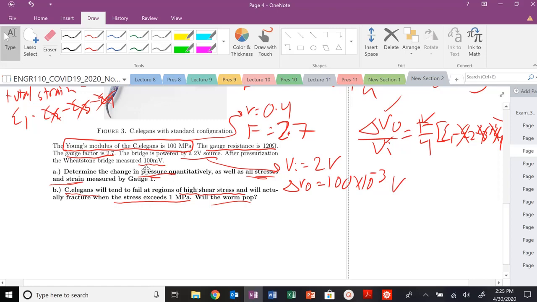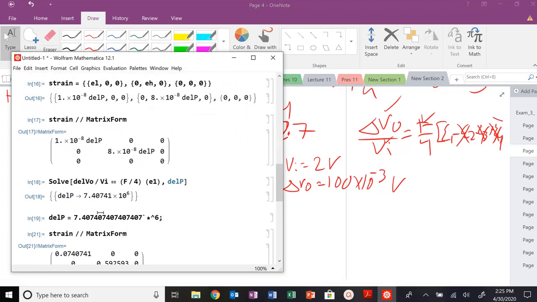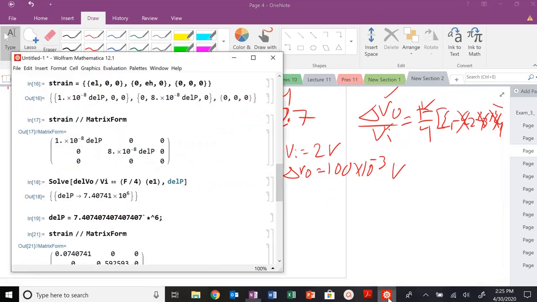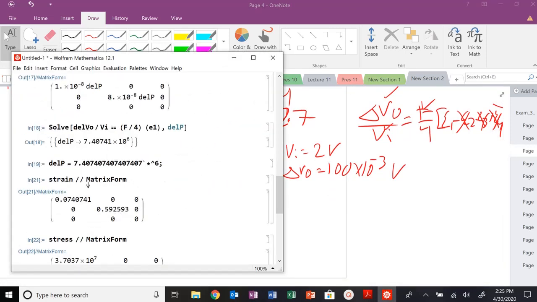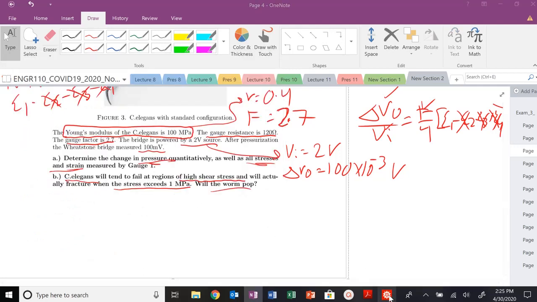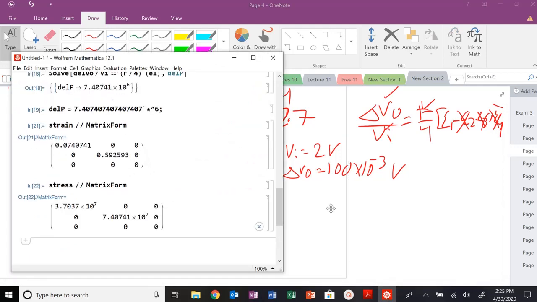And so, determine the change in pressure quantitatively. We figured that out. That was our delta P. We figured out our stress and strain tensors, stress, strain. So we measured all those values, looking pretty good right there.